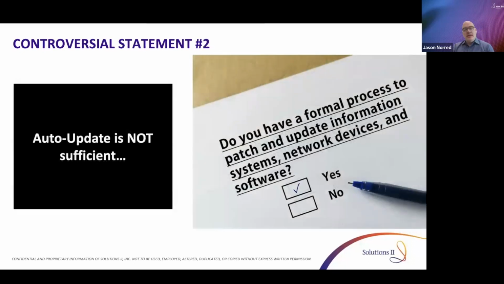This is a big one, and this is one where I would say I probably have had more heated debate, if you will, about this statement: auto updates not sufficient. So the question, from a survey or questionnaire standpoint: do you have a formal process to patch and update information systems, network devices, and software? And I think the default answer to this for everybody on the planet is always yes.